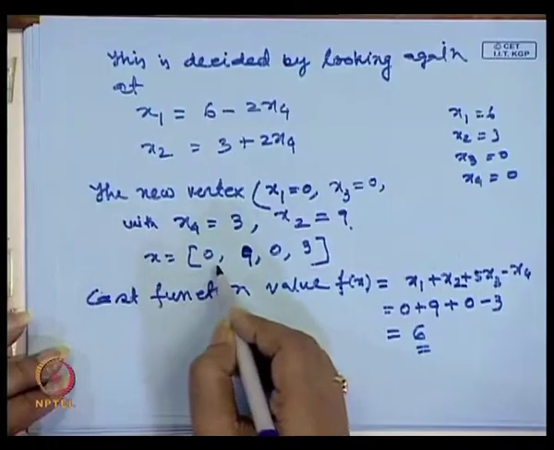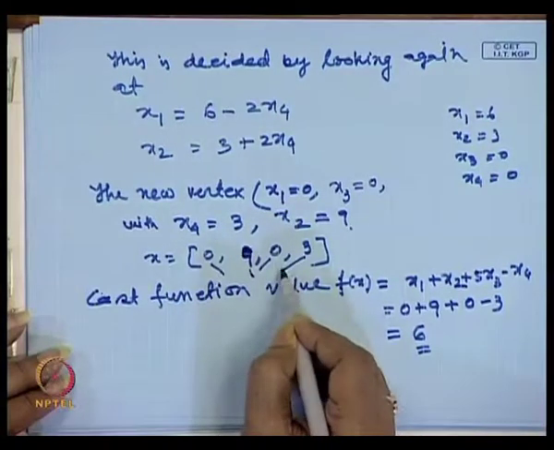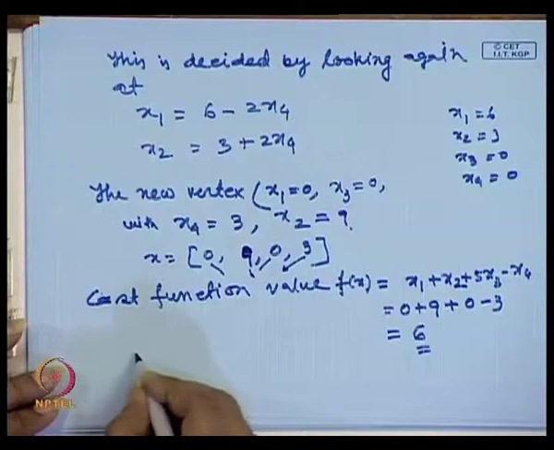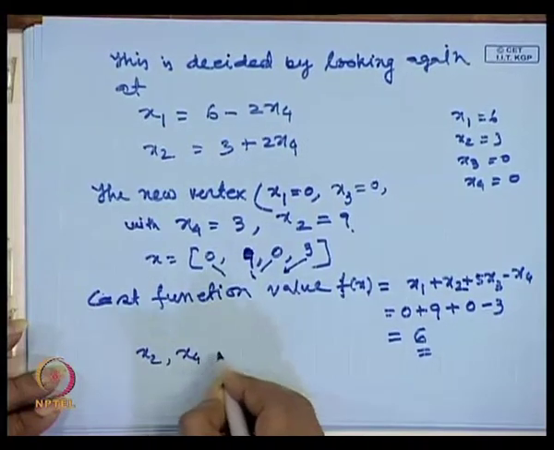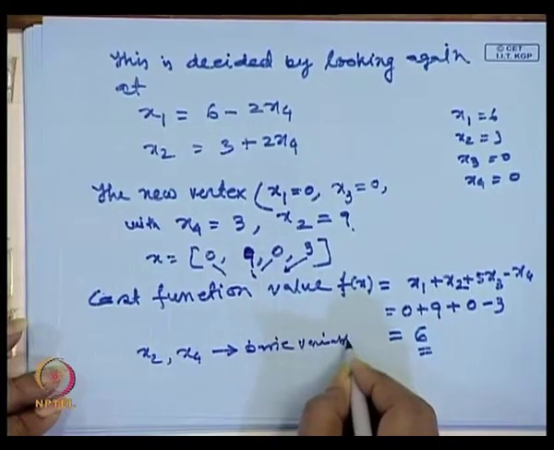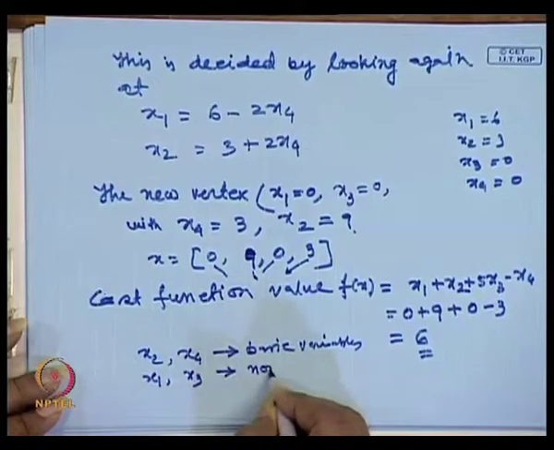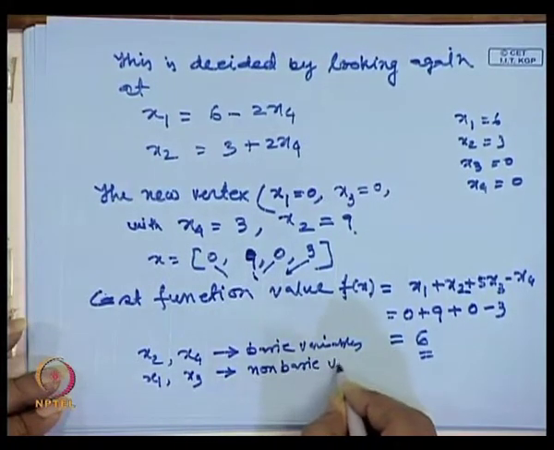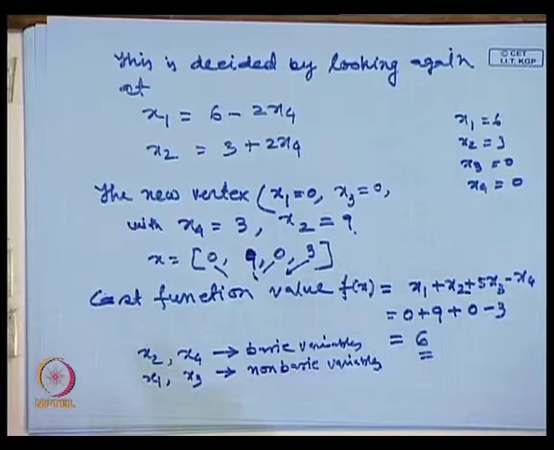Now you see, these are the non basic variables and these are the basic variables. So, our basic variables are which ones? x2 and x4 are basic variables now, and x1 and x3 are non basic variables. Agree?